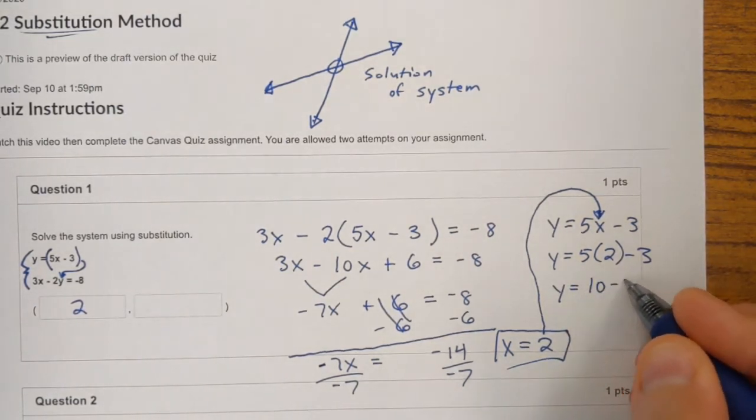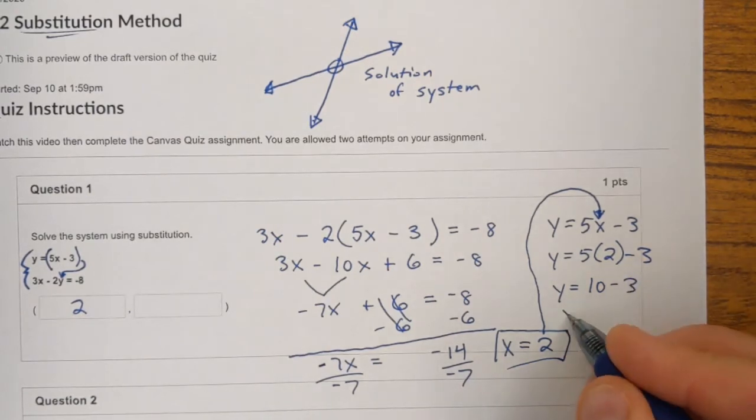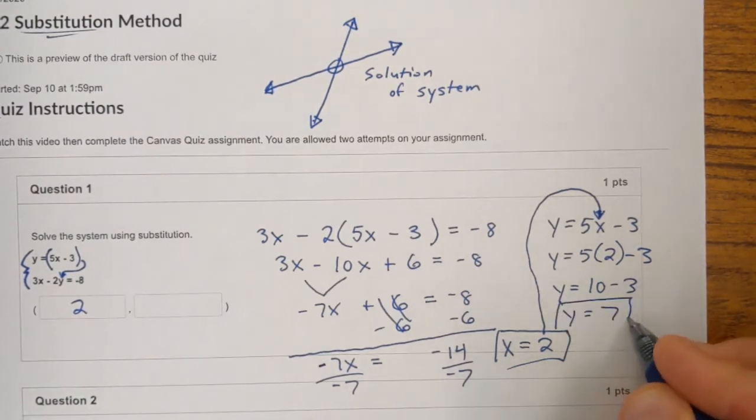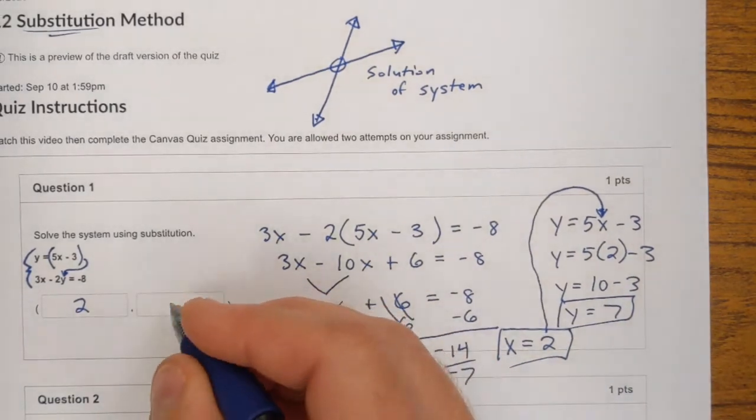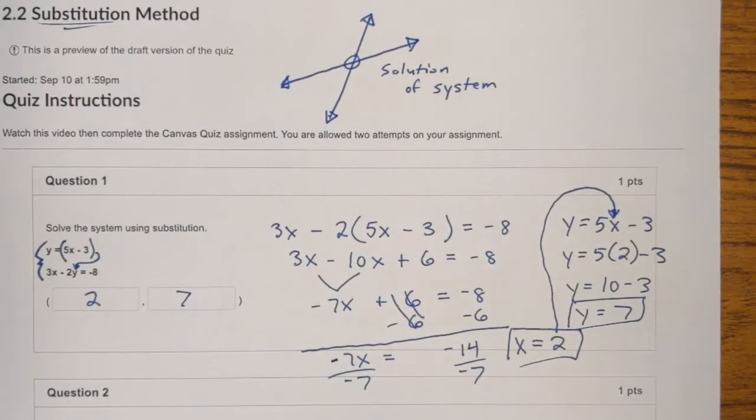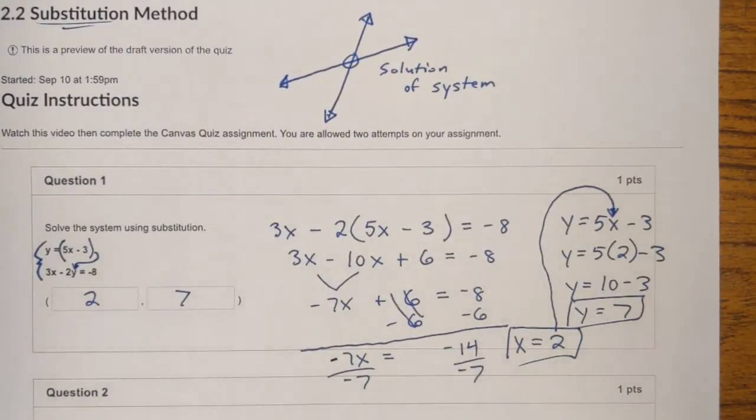And then it's easy to calculate y. Y would just be 10 minus 3, which is 7. So 7 is my y coordinate. And this is my final answer. That's what I'm going to submit on my assignment.